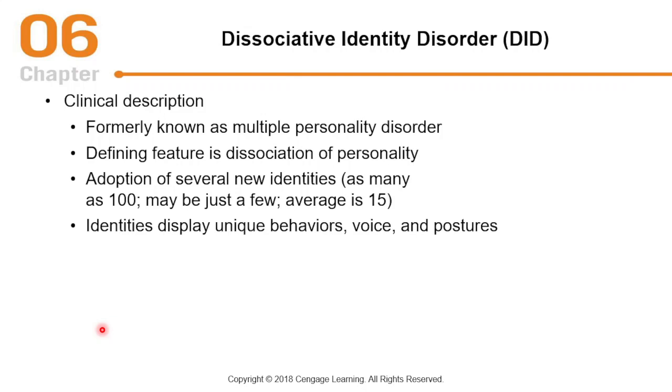Okay, so this is formerly known in other DSM editions as multiple personality disorder. However, the correct term now is dissociative identity disorder. So, the defining feature for this one is the dissociation of the personality. So, it's not just one personality per se.